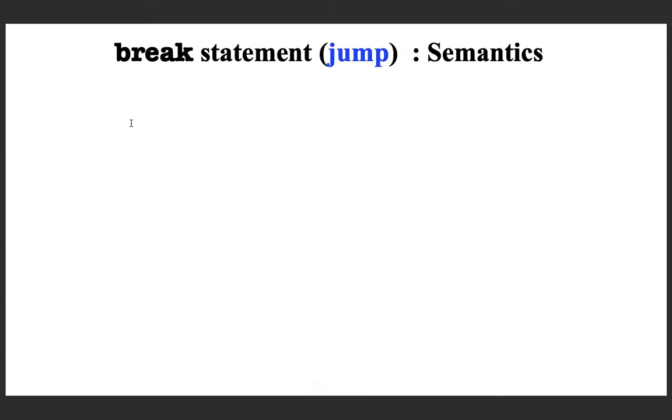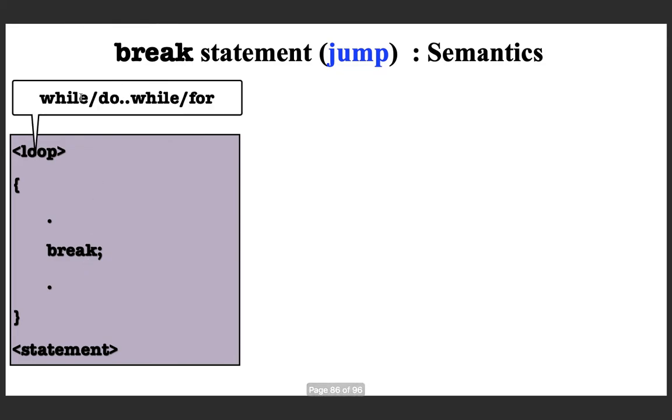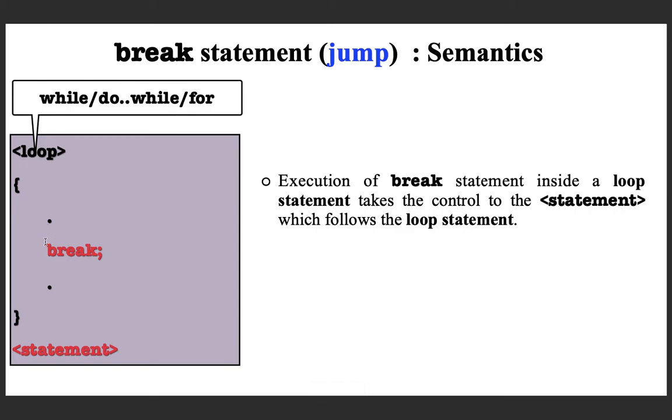Now we can try to understand the semantics and syntax. So within a loop, you can have a break statement. Loop can be while, do while, or for. Execution of the break statement inside a loop statement takes the control to the statement which follows the loop statement. So this is the loop statement. The break will take you out to the next statement immediately after the loop.